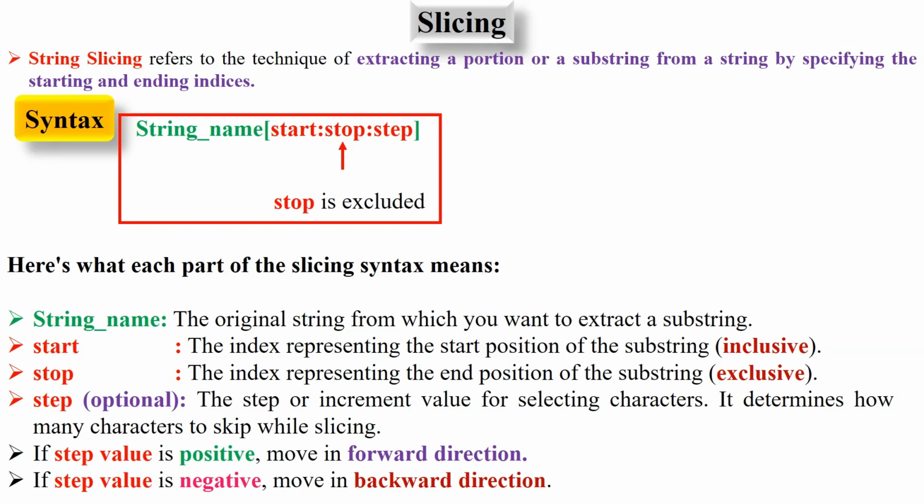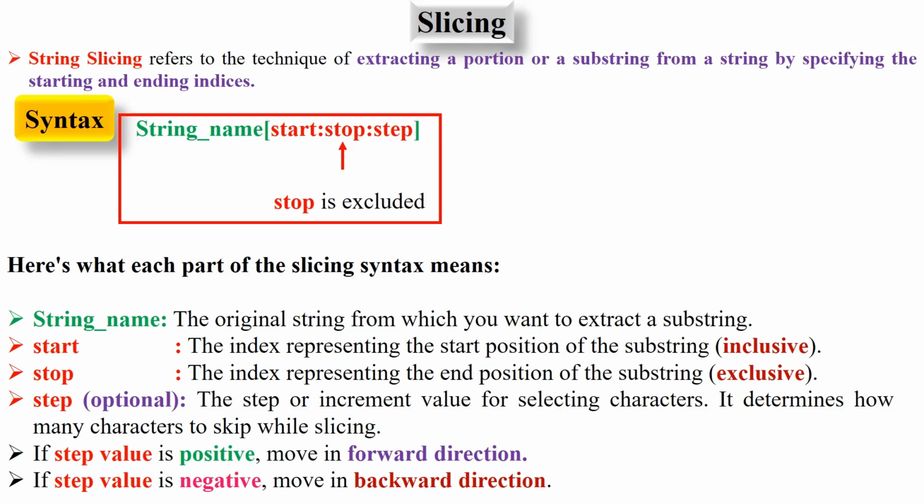Here's what each part of the slicing syntax means. string_name: the original string from which you want to extract a substring. Next is start: the index representing the start position of the substring, inclusive. Next is stop: the index representing the end position of the substring, exclusive. Next is step. It is optional. The step is the increment value for selecting characters.